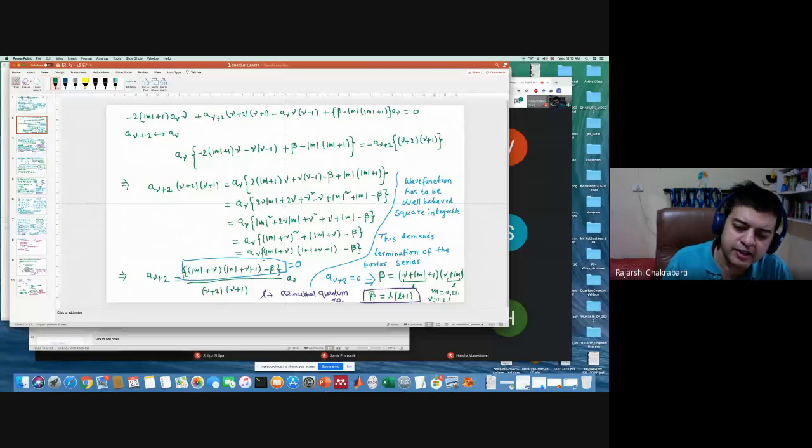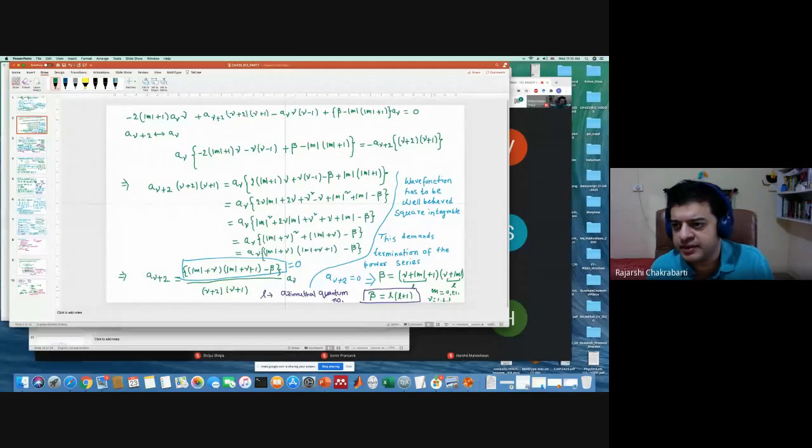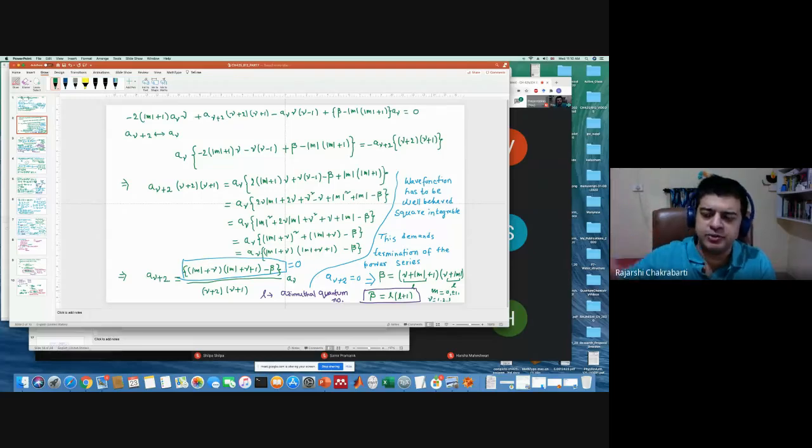Let me recall that m is the magnetic quantum number, and m can have values like 0, plus minus 1, plus minus 2, like this. And nu is just a coefficient for the series expansion, and we had assumed that nu varies 0, 1, 2, 3, like this. 0 is also possible.